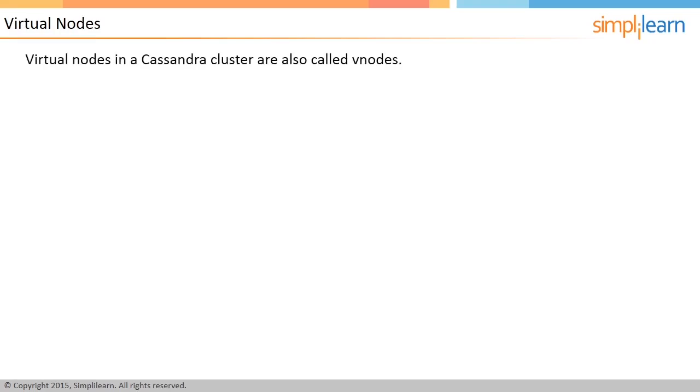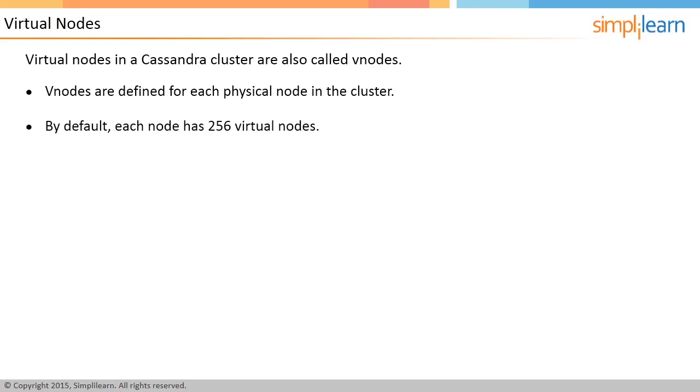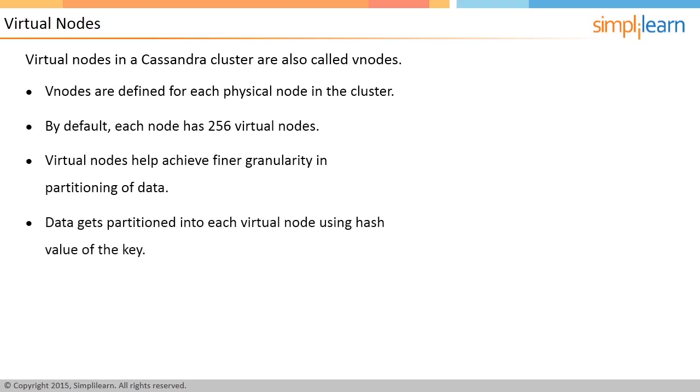Virtual nodes in a Cassandra cluster are also called vnodes. Vnodes can be defined for each physical node in the cluster. Each node in the ring can hold multiple virtual nodes. By default, each node has 256 virtual nodes. Virtual nodes help achieve finer granularity in the partitioning of data, and data gets partitioned into each virtual node using the hash value of the key.